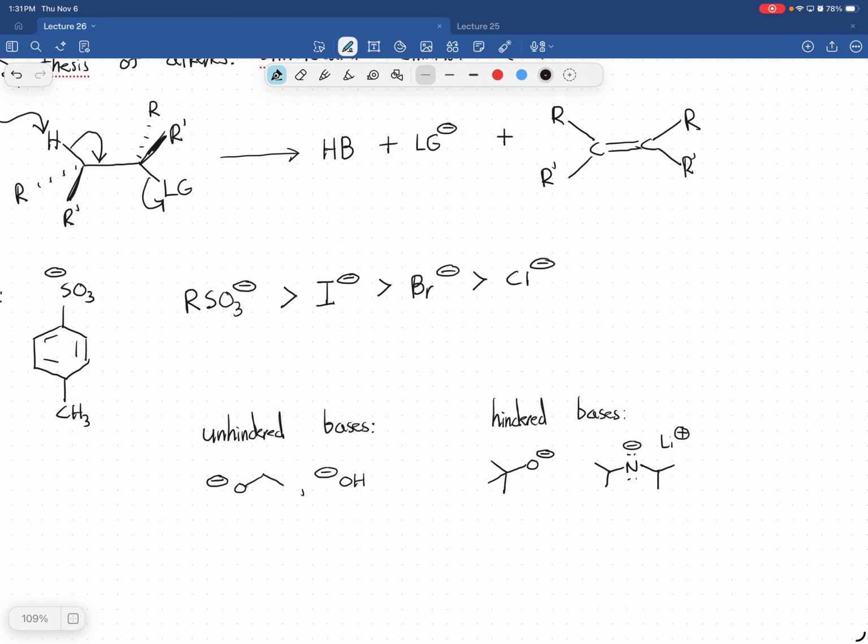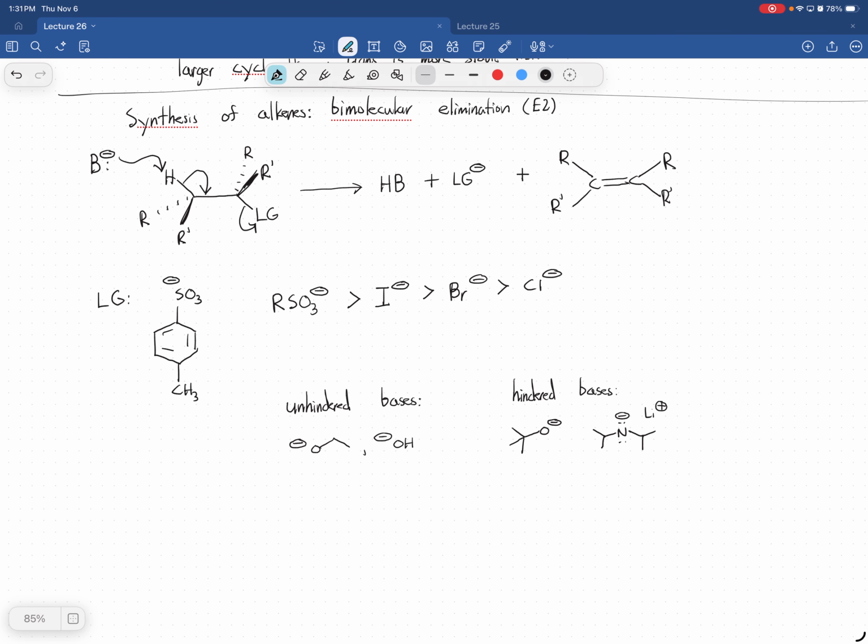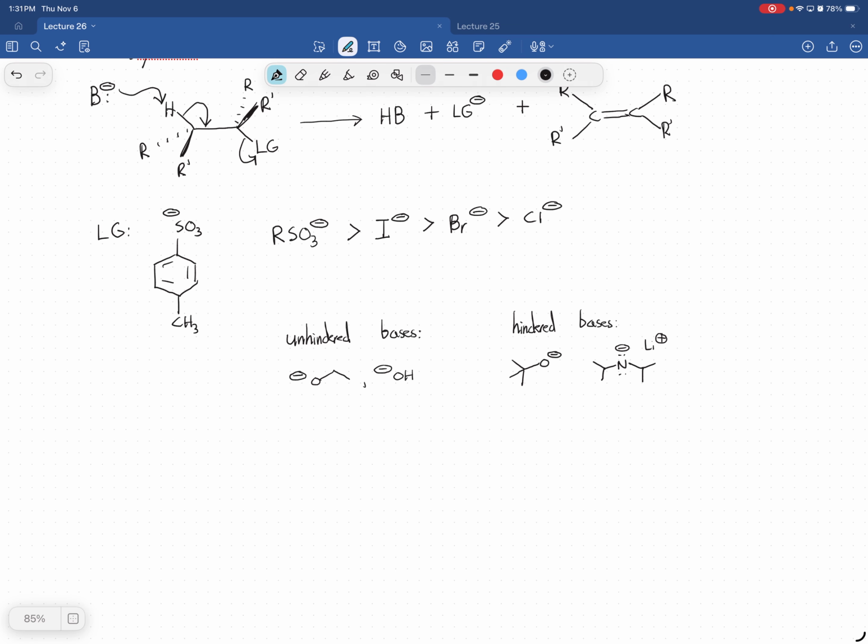Like that. All right, so those are our typical bases, small ions like oxygen and nitrogen. Now that we have this, let's talk about the E2 reaction in a little more detail, how alkenes form.